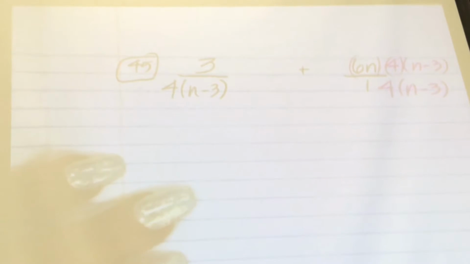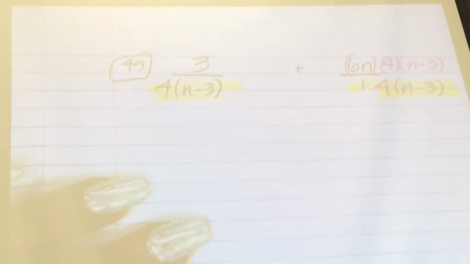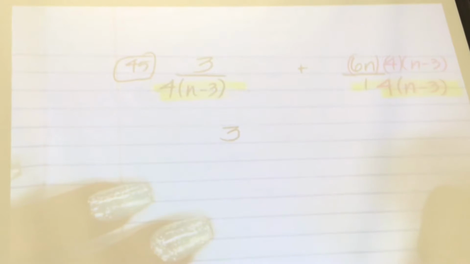So now I see that my denominators are the same. I can highlight. I'm ready to go. 3 is just 3. This is what my kids messed up a lot on last year. How do you multiply this? How do you do this?